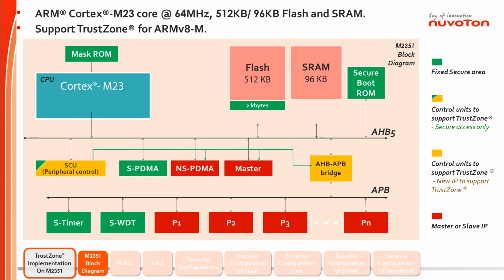On this M2351 block diagram, you can see some hardware control units that are colored with dark yellow. These control units are used to support TrustZone. I'll discuss these control units one by one in the following slides.